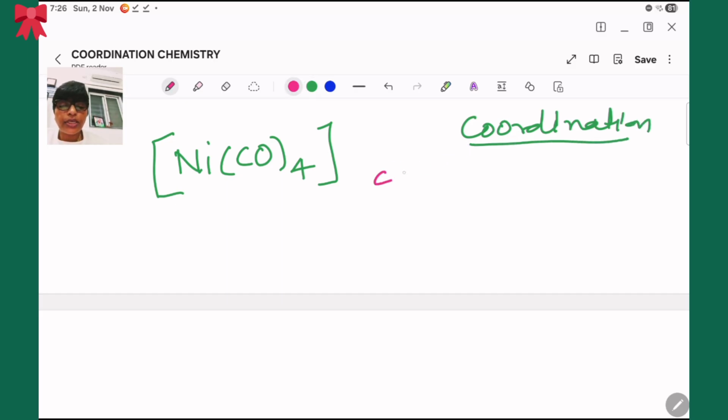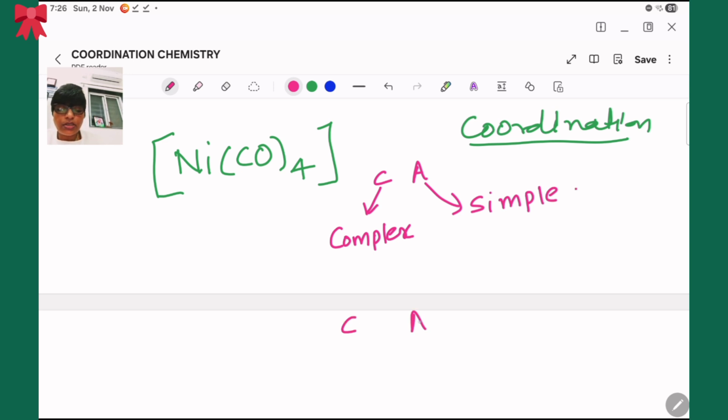So here, of course, we can have a cation and an anion. Now this cation can be a complex cation, and the anion can be a simple anion, right? Or it can be the other way around also. That means the cation can be simple and the anion can be complex. Now, what is the example of this? We will see one by one.